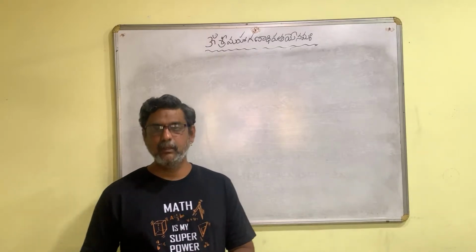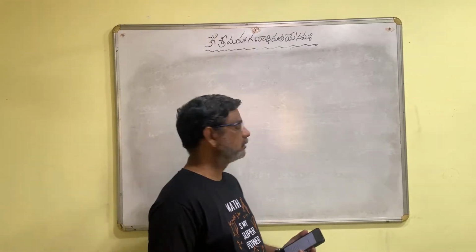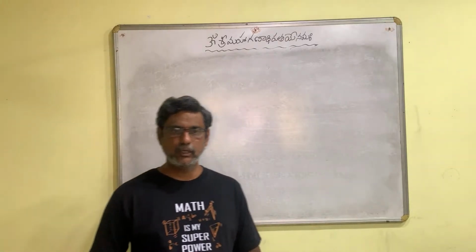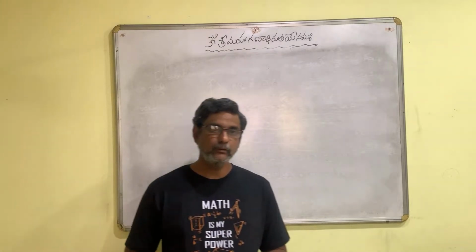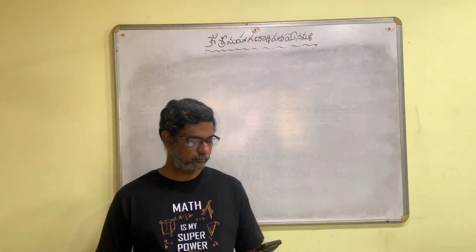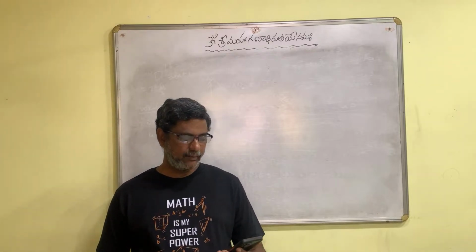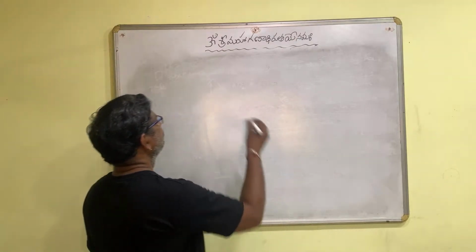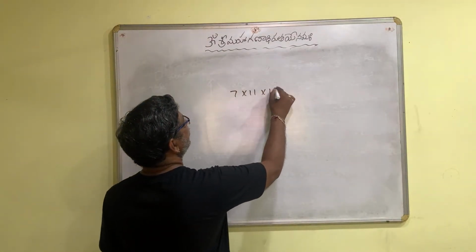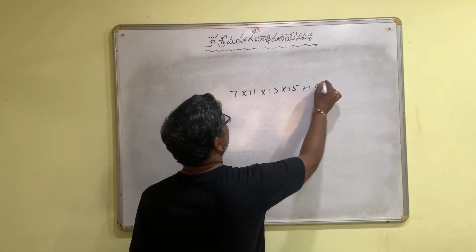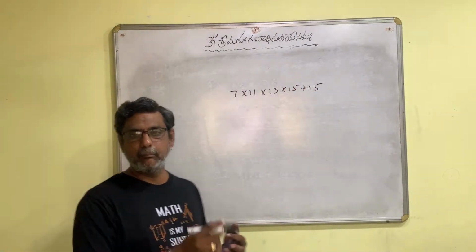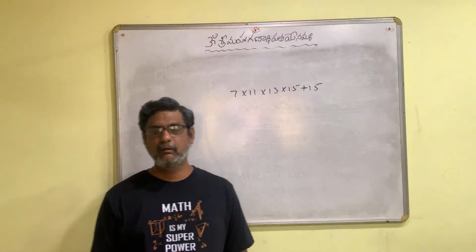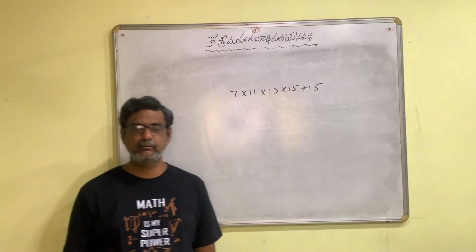Now, question number 4. Question number 4, go through that, children. 7 into 11 into 13 into 15 plus 15. What type of number is it? Textbook question. What type of number is it?